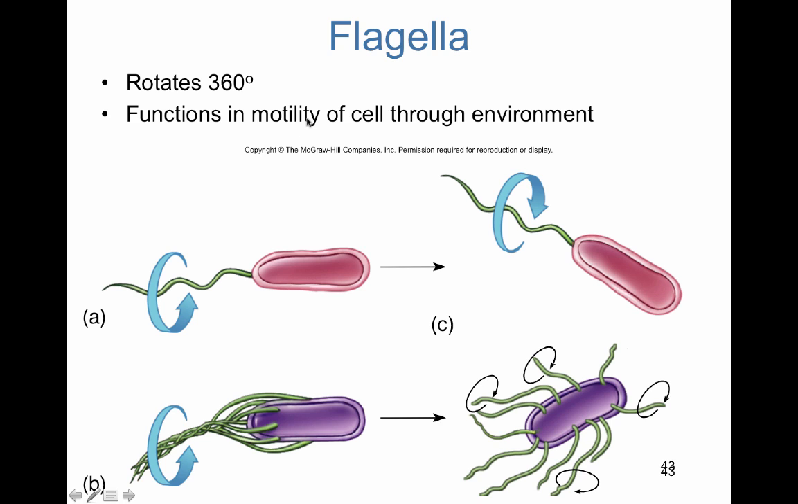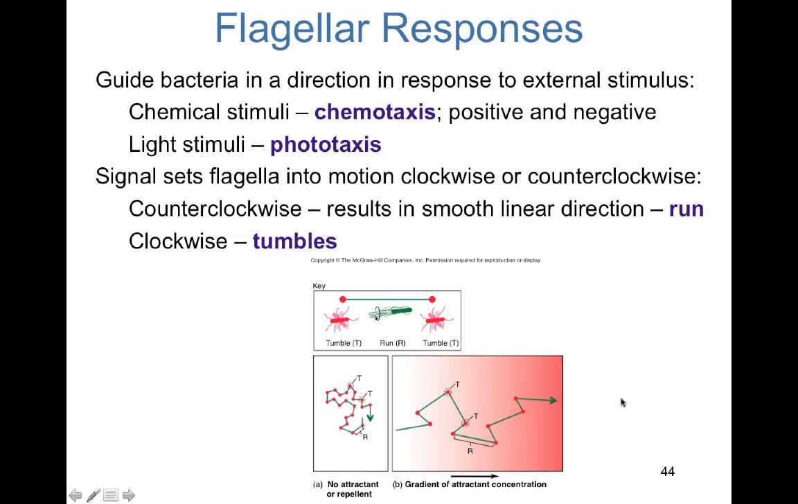Now, the flagella allow the bacterium to rotate 360 degrees, and it will allow for motility of the cell through the environment. So, depending upon whether it's moving clockwise or counterclockwise will determine which way it moves. Now, also, depending upon how many flagella you have, usually multiple flagella will move in the same direction to allow for that propulsion. Now, there are different ways in which the bacteria can actually move.